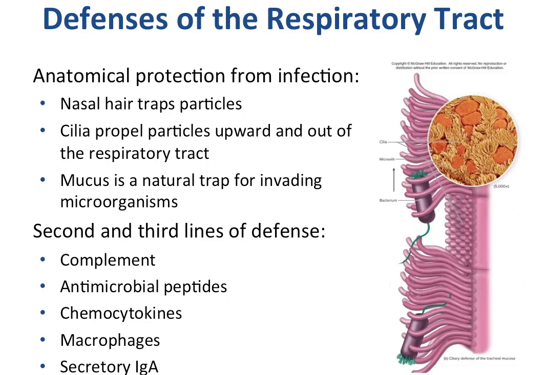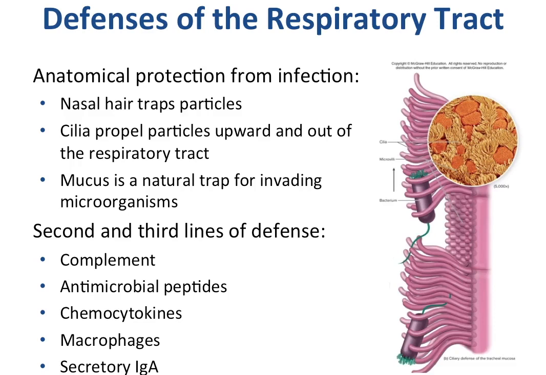Now, for the nose, the nose has nasal hair. Nasal hair can trap particles and filter the air. Also, the epithelium in the respiratory tract has cilia. Cilia can filter the air, catch the bacteria, and propel the particles and bacteria to the larynx.